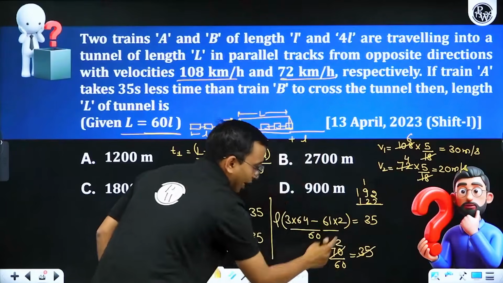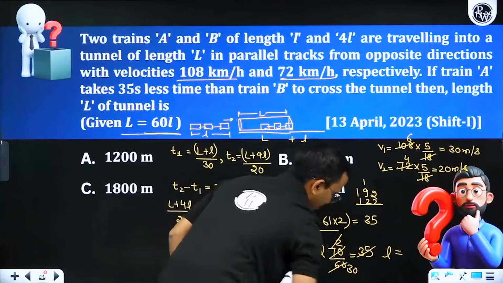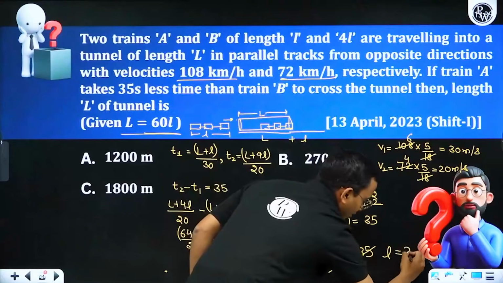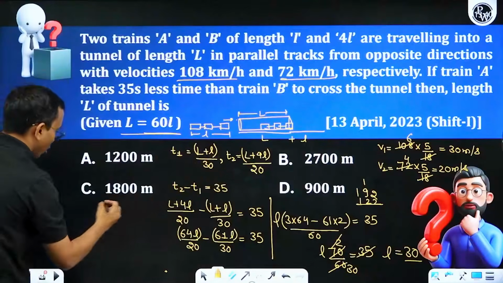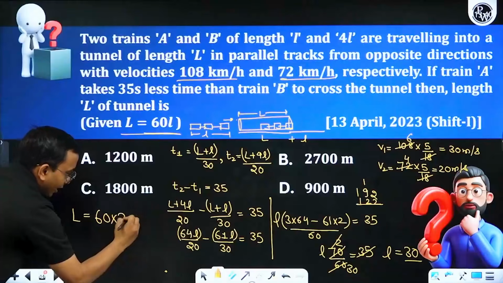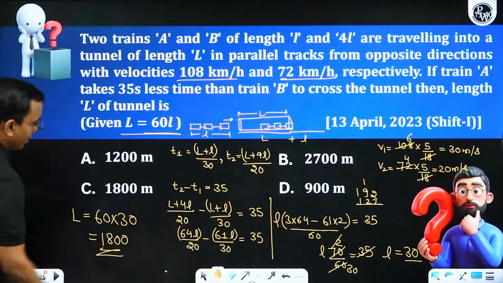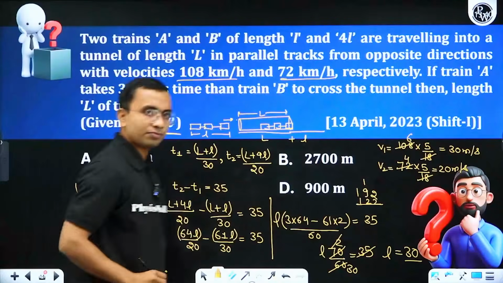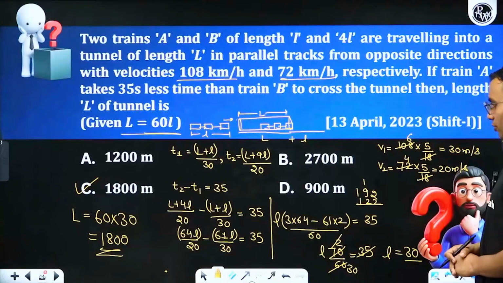From there I got l as 30. Small l is 30. Perfect. Small l is 30 and capital L is 60 times small l. So capital L is 60 times 30 and this becomes 1800. Option C. Some calculation was there, but the question was not that difficult.